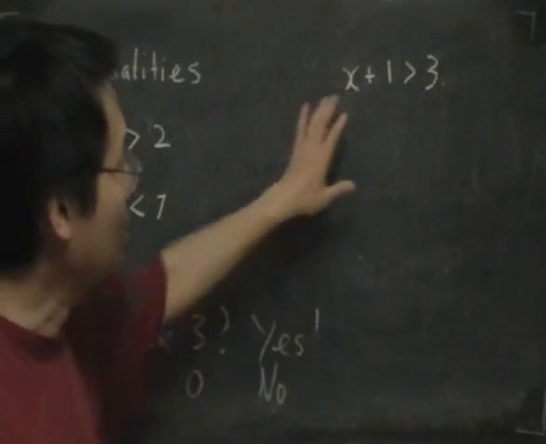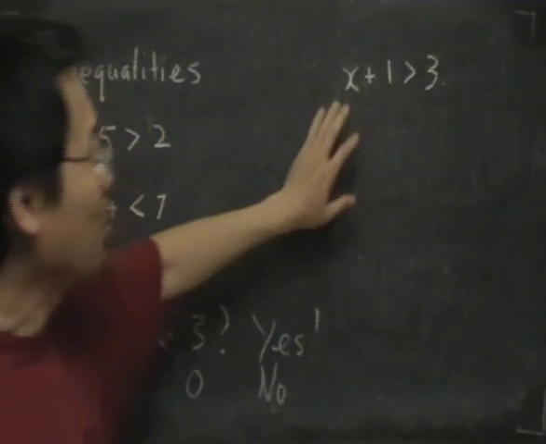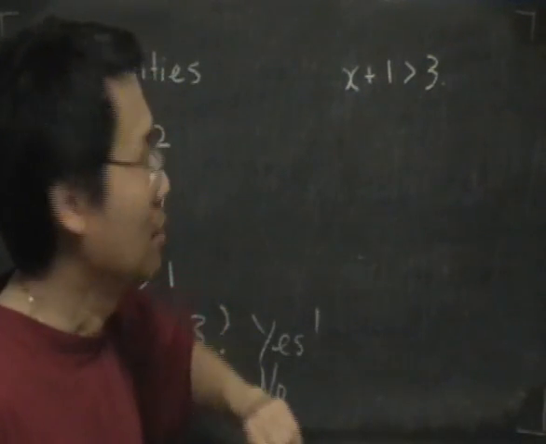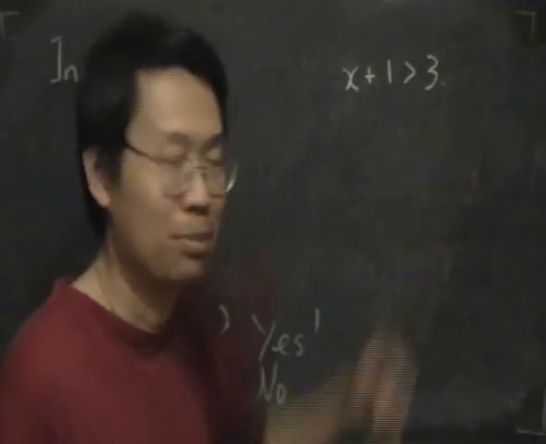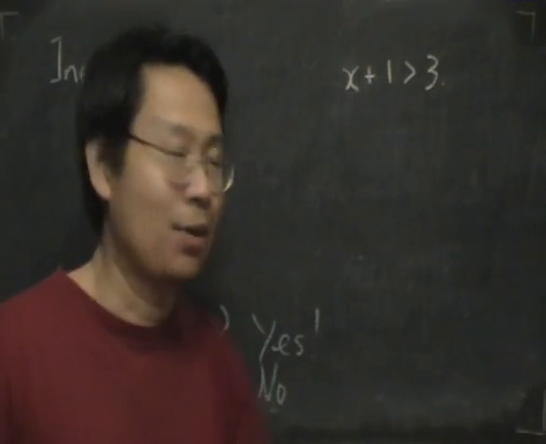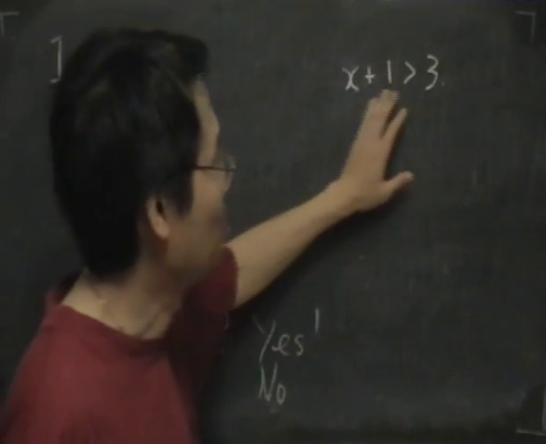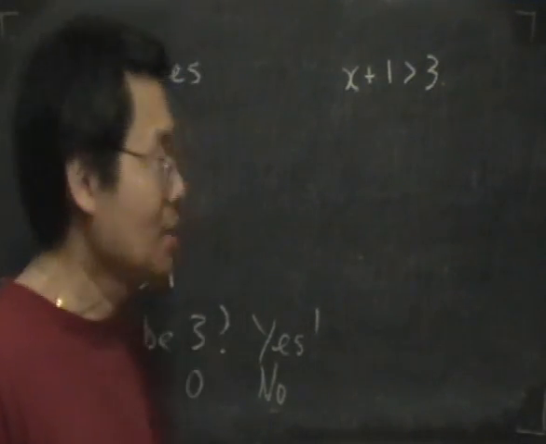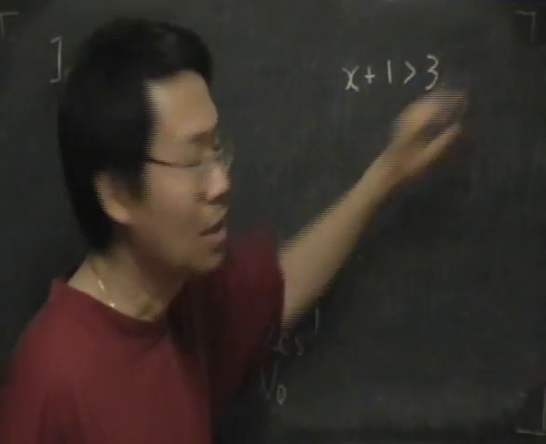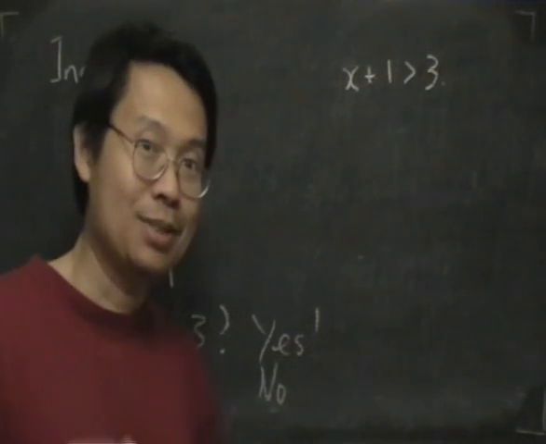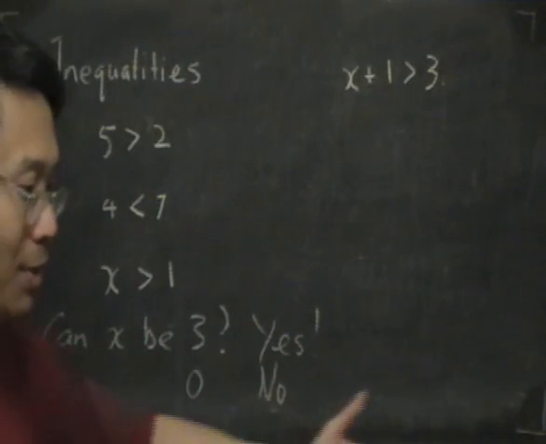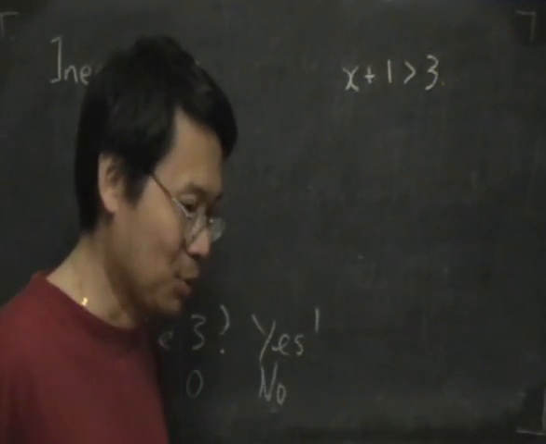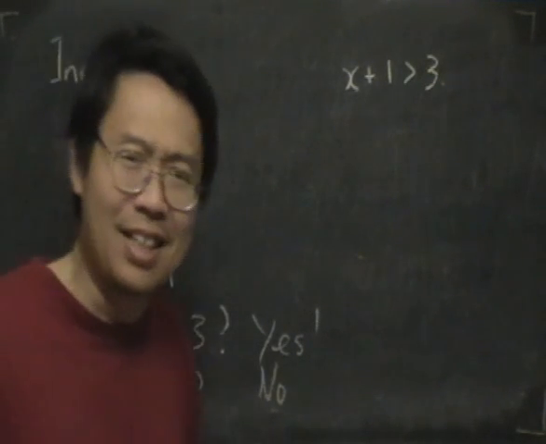So x is a number which, when you add 1, the answer must be more than 3. So that's how we could read this out in words: x is a number which, when you add 1, has an answer that has to be greater than 3. Now that's quite a mouthful. That's a lot of words to say, and it can be a little bit confusing. So what can x be?